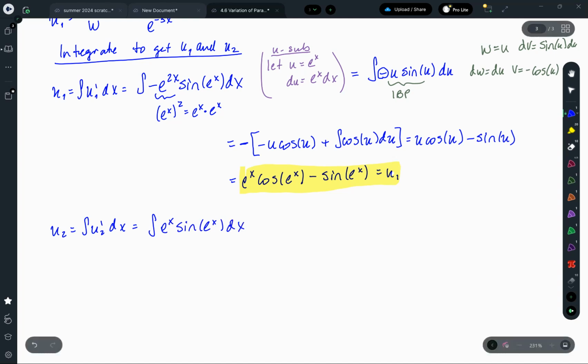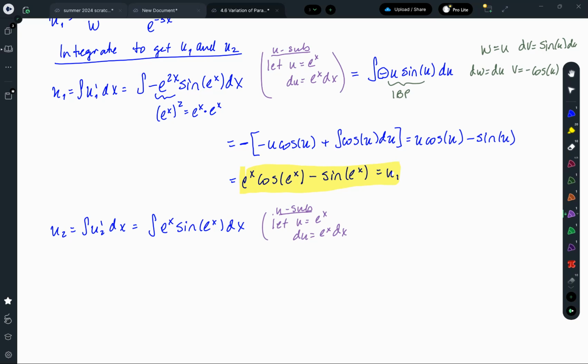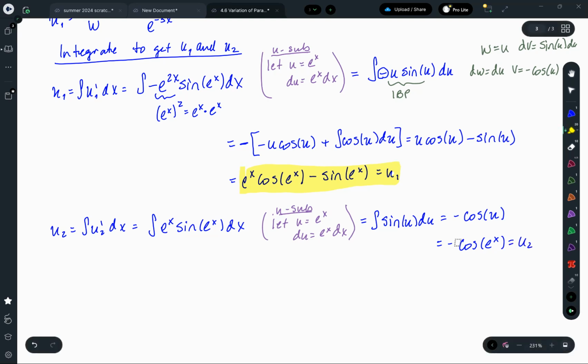This one is a U sub as well. We're going to let U equal e to the x, and then du will be e to the x dx. So the du is going to take care of that extra e to the x outside of the sine. And so then this just becomes the integral of sine of U du, which is a negative cosine of U. And when we put back in the e to the x, we get negative cosine of e to the x. That is my U2.